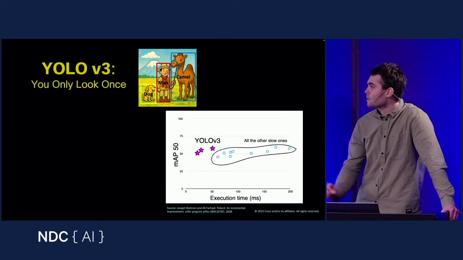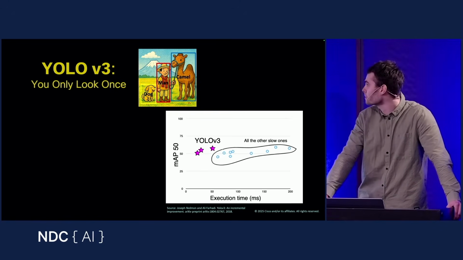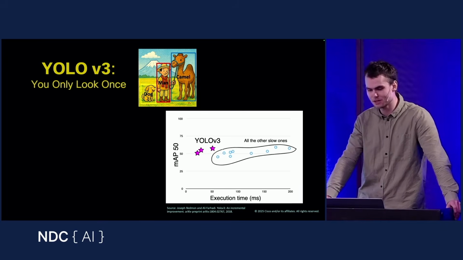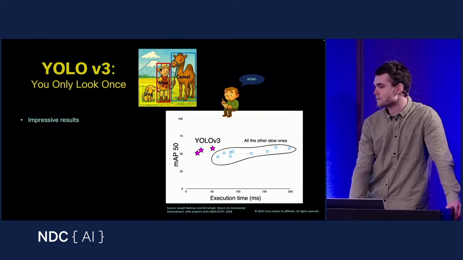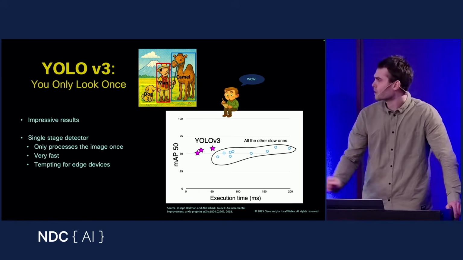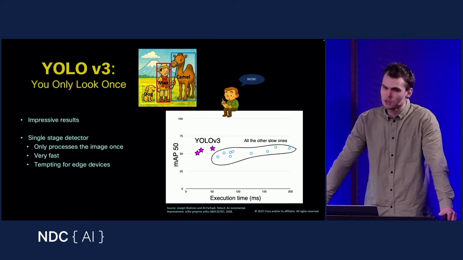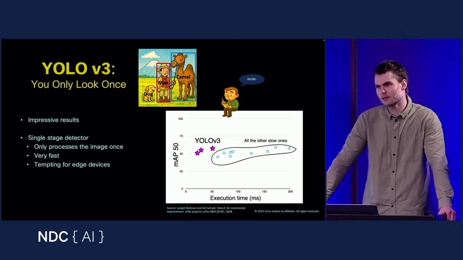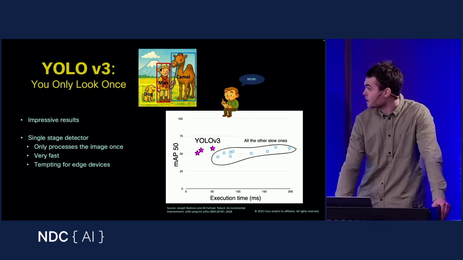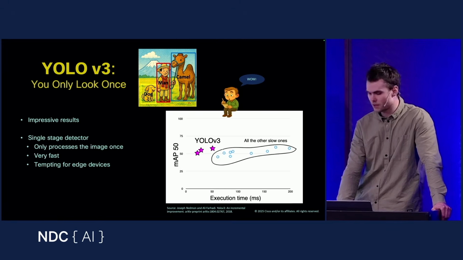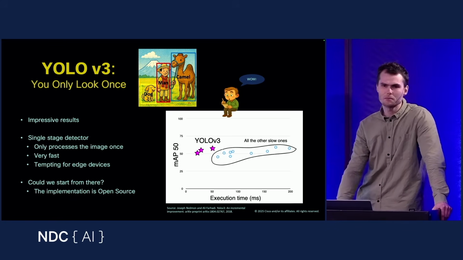2018 was the time when YOLO v3, or You Only Look Once, was coming out. And for those who aren't familiar with it, I know it's a silly name, but the outputs and the results are anything but. The results actually were very impressive for the time. This is a single-stage object detector. You pass the image through the model, and it predicts everything in the image all at the same time. All the objects, bounding boxes around them, and then what they are. It was very fast, and that made it very tempting for edge devices like ours. So could we start from there? I mean, the implementation is open source.